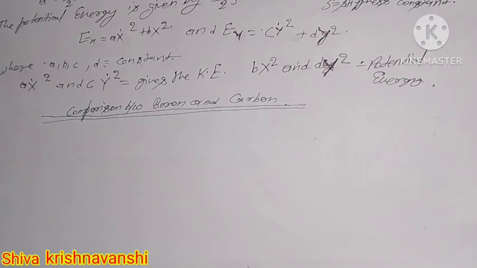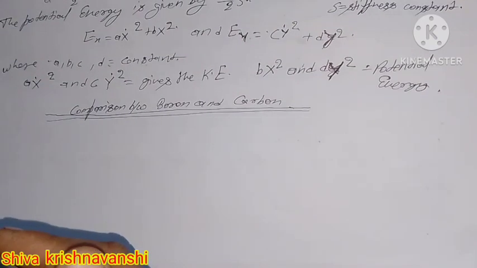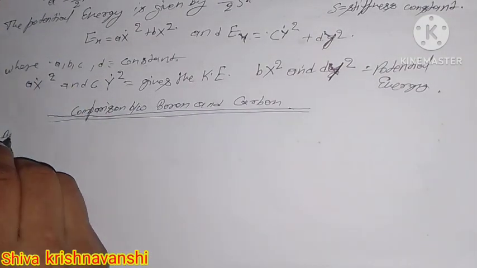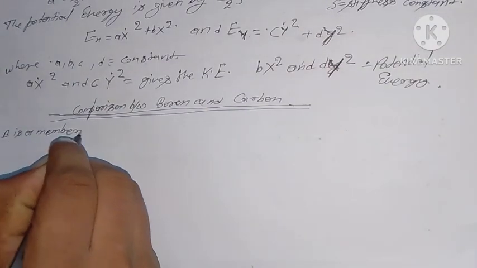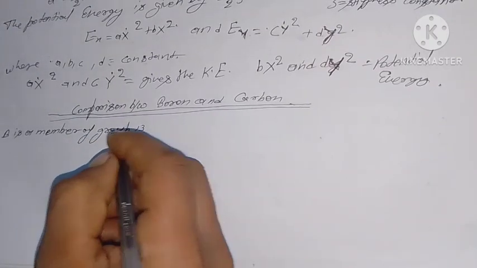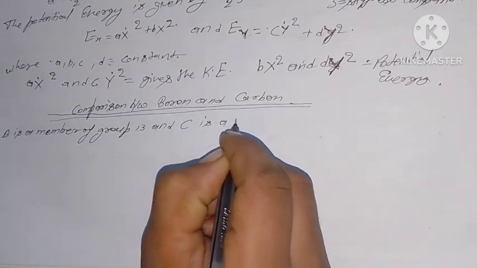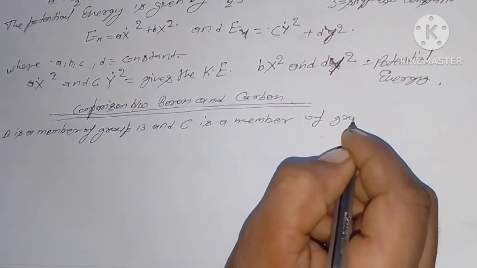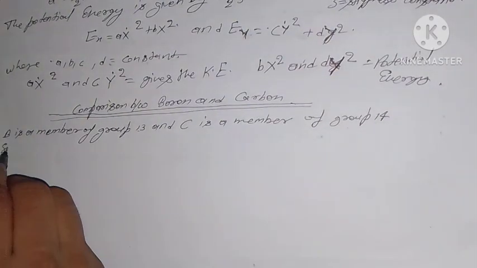Comparison between boron and carbon. Boron is a member of group 13 and carbon is a member of group 14. Similarities.